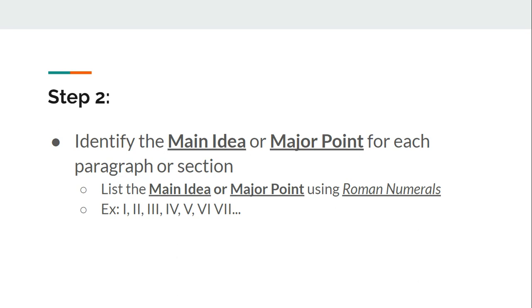And that's going to be key, you identifying what this paragraph is talking about. What is the main idea of this paragraph? And then so on. So that's going to be step 2, and it will make more sense as we go along and practice more and complete more outlines.